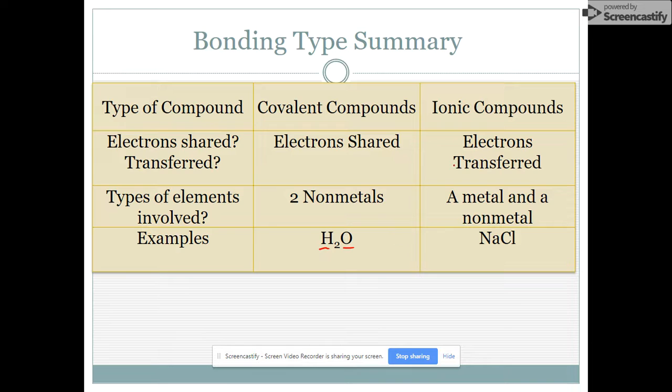Ionic compounds form when electrons are transferred. This always occurs between a metal and a nonmetal, such as sodium chloride. Na is a metal, chlorine is a nonmetal, so that would be an ionic compound.